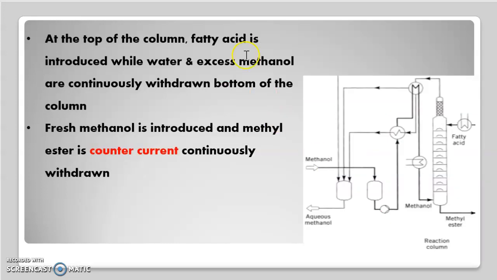At the top of the column, fatty acid is introduced. As I explained earlier, the fatty acid will come at the top, and your excess methanol will come from the bottom. The process occurs here until you get your methyl ester. The process is countercurrent. That means it has different feed directions for your methanol and your fatty acids.